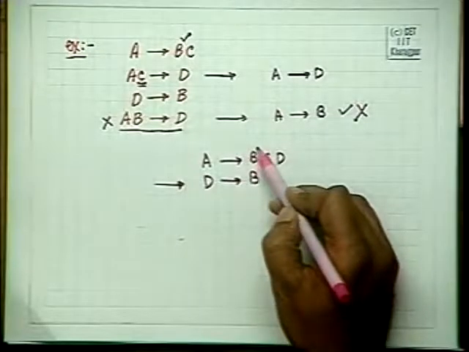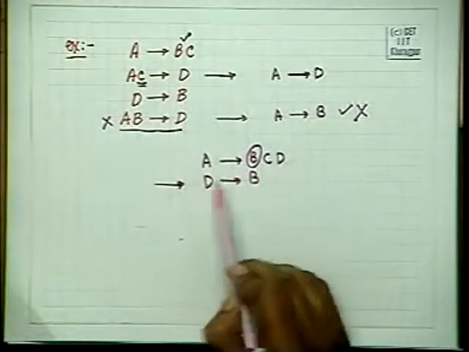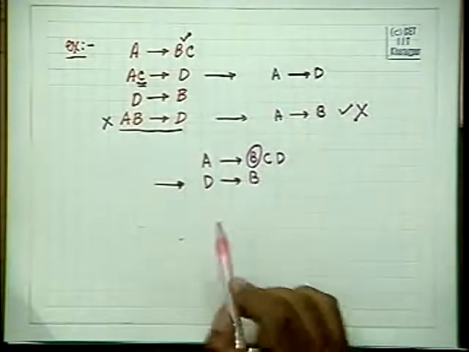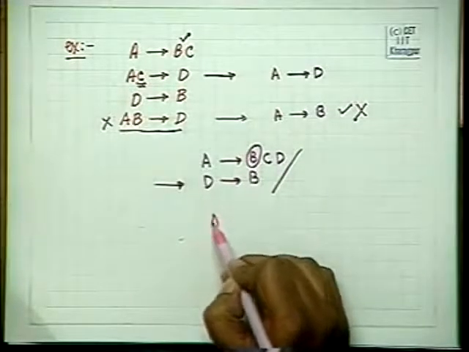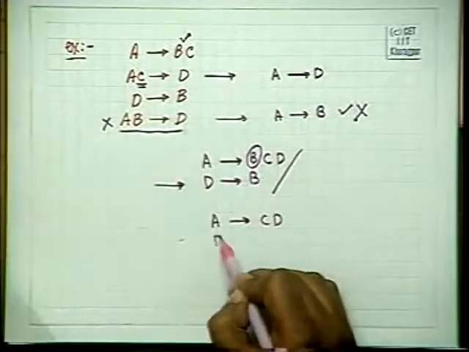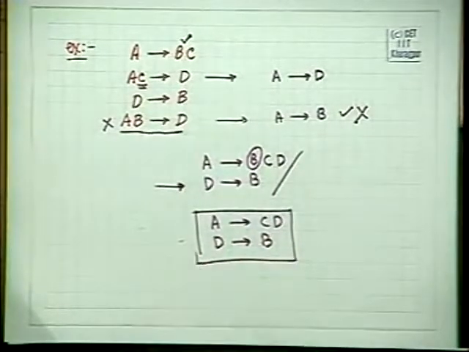We can now also remove B, because A goes to D, D goes to B, therefore B is removed. So after removing the right hand side, we can now remove the left hand sides and say this is our canonical form, or this is the minimal set of attributes. And the minimal set of attributes is useful because that is sufficient to express all our information regarding functional dependencies.